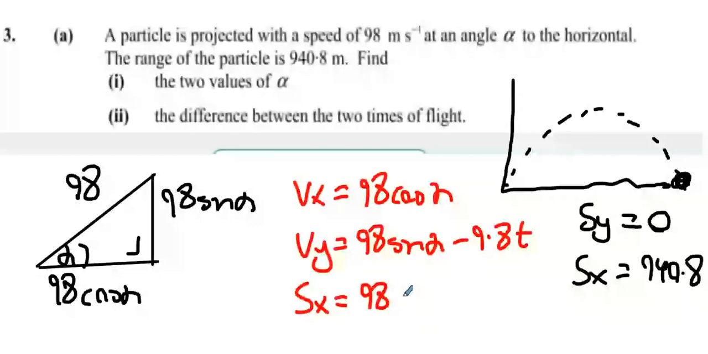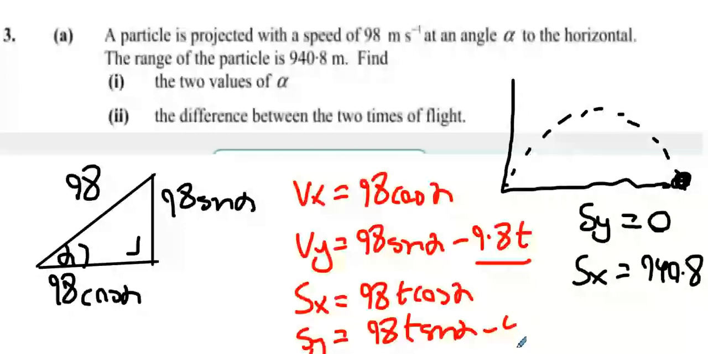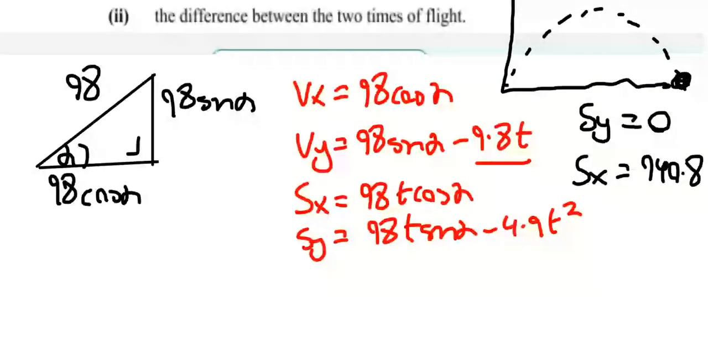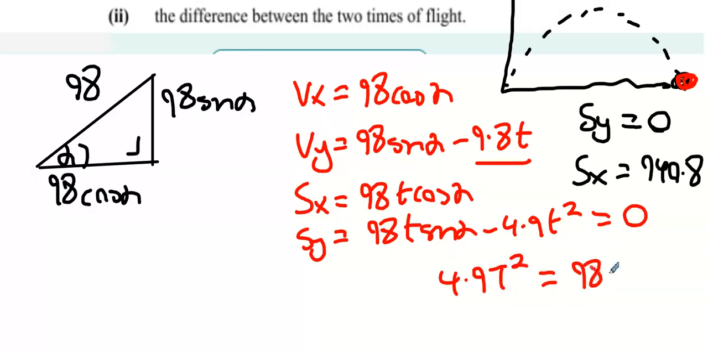Sx is 98 what? t cos alpha. Sy is 98 t sine alpha minus a half gt squared, 4.9 t squared. Now lads, once again, we know it lands. When it lands, what do we say it is? Sy equals 0. So put Sy equal to 0. Okay. And here's what we can do. We'll get 4.9 t squared equals 98t sine alpha.